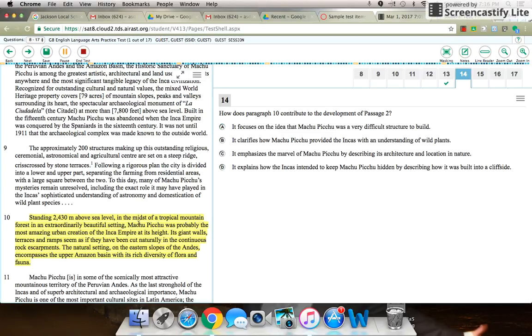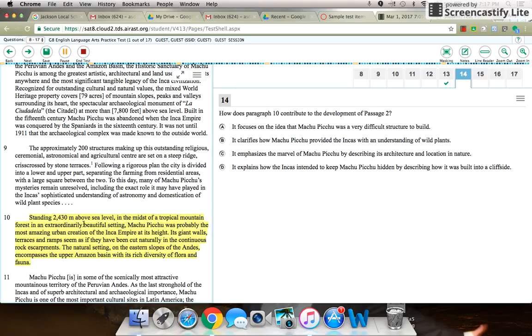Let's go back, like we always do, and let's reread paragraph 10. Standing 2,430 meters above sea level, in the midst of a tropical mountain forest in an extraordinarily beautiful setting, Machu Picchu was probably the most amazing urban creation of the Inca Empire at its height. Its giant walls, terraces, and ramps seem as if they have been cut naturally in the continuous rock escarpments. The natural setting on the eastern slopes of the Andes encompasses the upper Amazon basin with its rich diversity of flora and fauna.